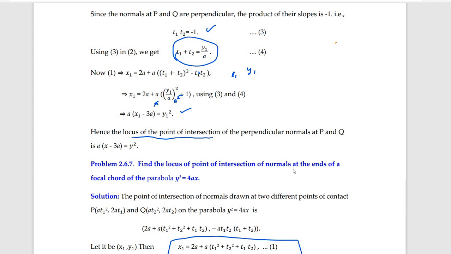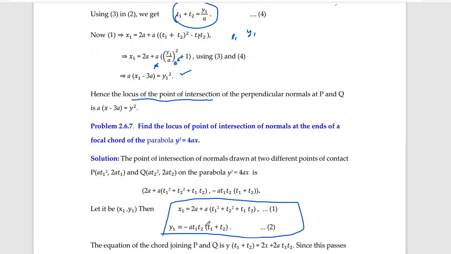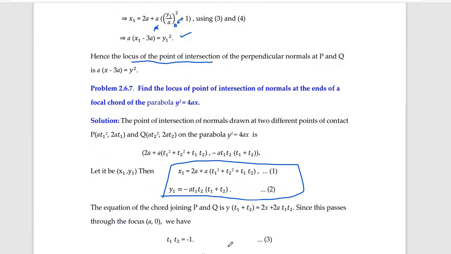As before, we'll have to consider the point of intersection of the normals at t1 and t2, taken as x1, y1. But remember, whenever we have to find the locus of any point, some condition needs to be given. So here the condition given is the locus of the point of intersection of normals at the ends of a focal chord.